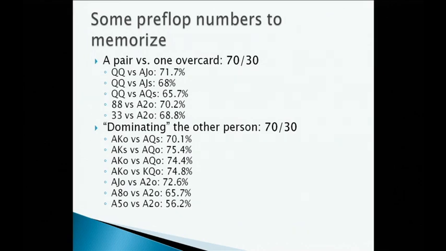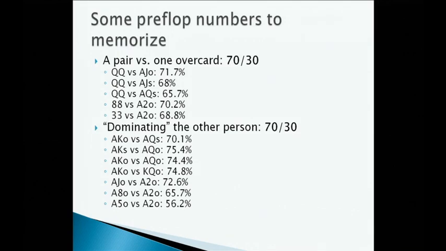So queens is much worse against ace queen than ace jack. And yeah, pocket eights against ace two off, 70.2%. Pocket threes against ace two off is a bit worse because, once again, small pairs can get counterfeited when you go all in preflop.